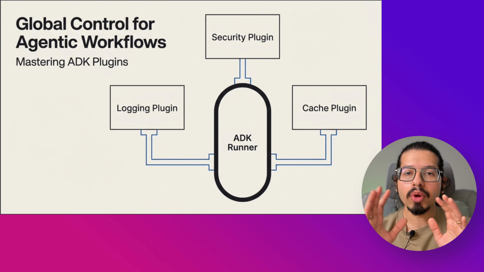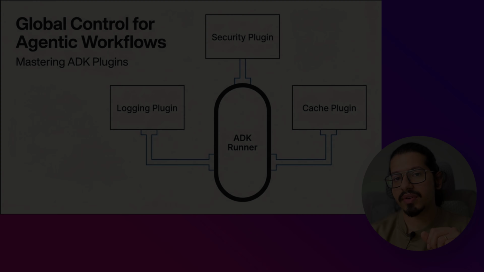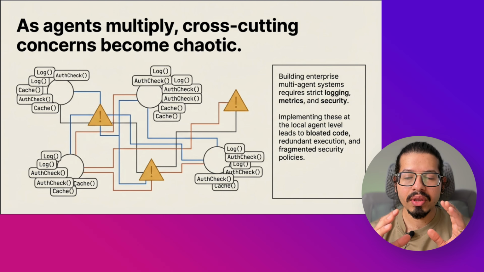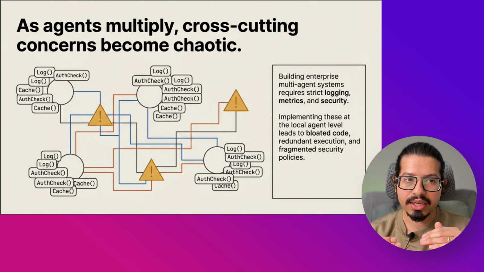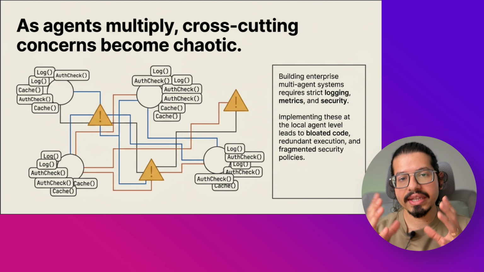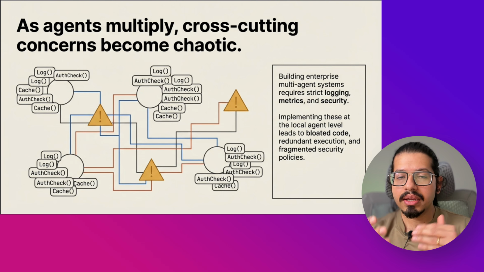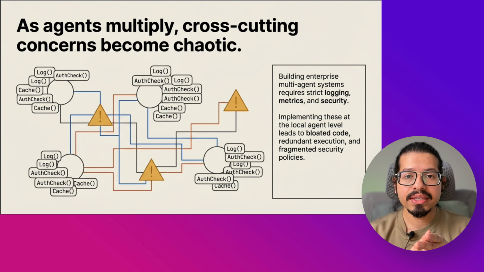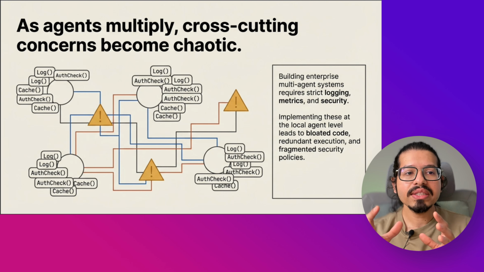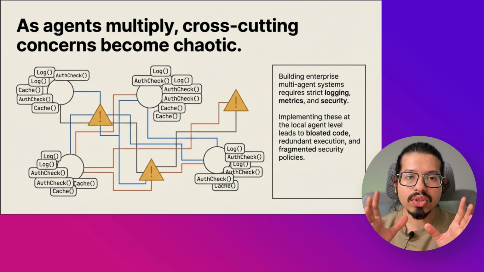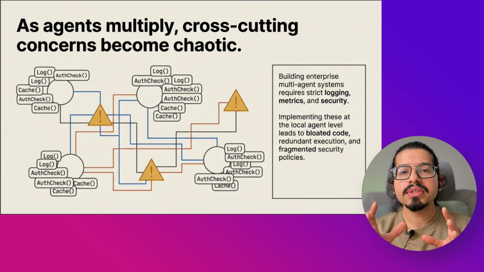So let's start with the problem that plugins are trying to solve. As the number of agents multiply, cross-cutting concerns become chaotic. As soon as you have more than one agent, the same repeated concerns start showing up everywhere, meaning logging, auth checks, caching, metrics, policy checks, etc. All of that gets duplicated fast for each of the agents. And once that logic is scattered across all the local agents, it becomes difficult to maintain, right? And it becomes difficult to trust.